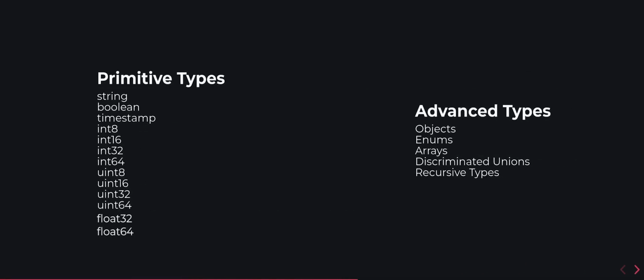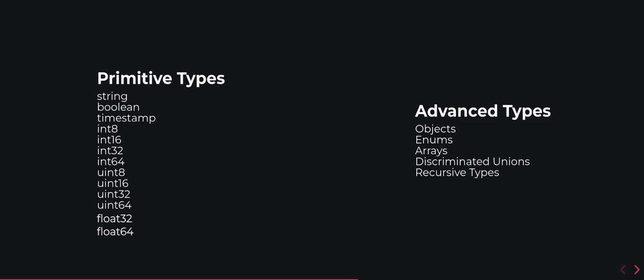So first of all, we support all the standard primitive types that you would expect. You get strings, booleans, timestamps, integers, even large integers like 64-bit integers. The specification has instructions about how to serialize them properly so that you don't get precision loss going to and from JavaScript, because let's face it, that's where the problems lie. We also support nullable types and optional types, objects, enums, arrays, discriminated unions, and recursive types.